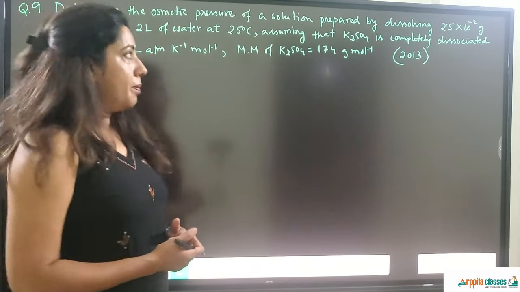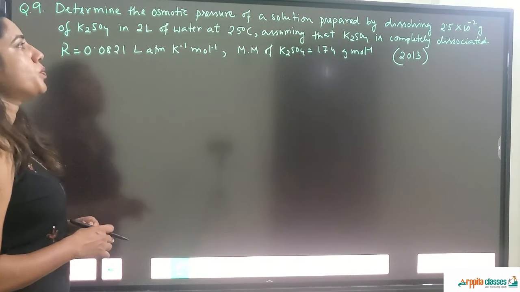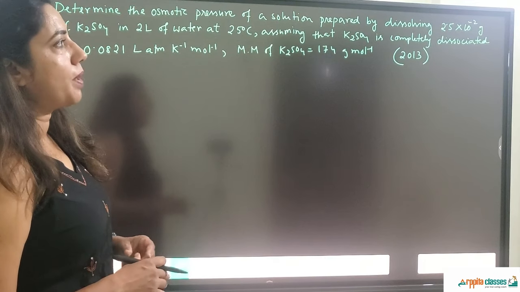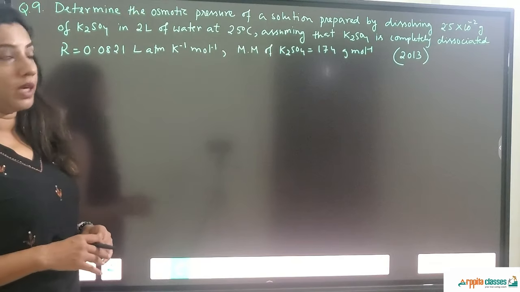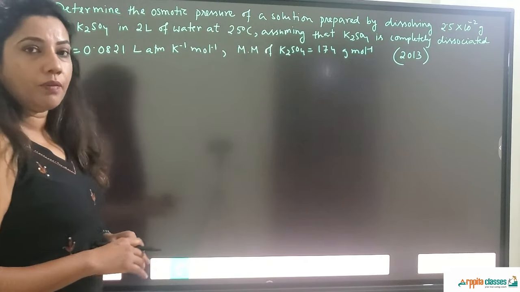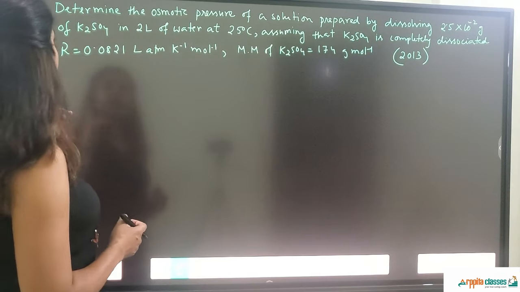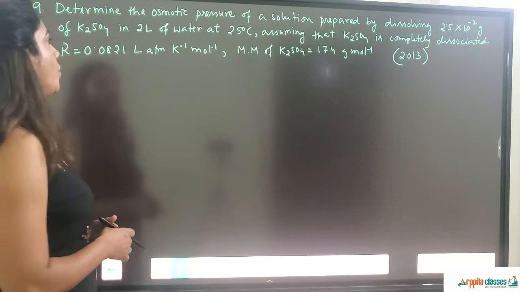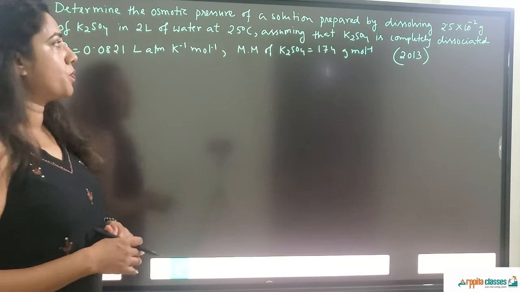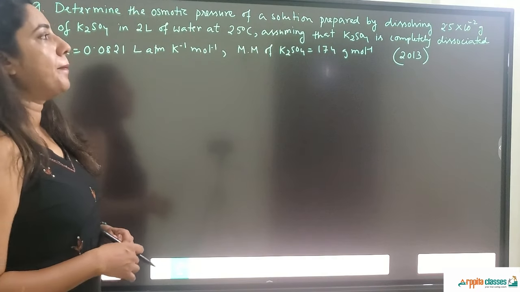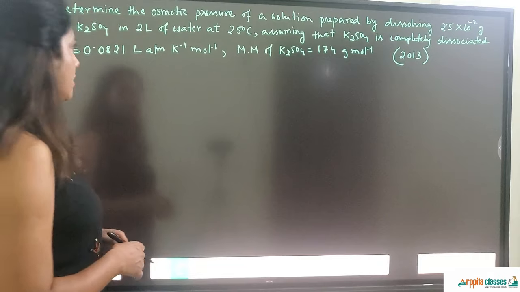We start with question number 9. It says that determine the osmotic pressure of a solution prepared by dissolving 2.5 into 10 raised to power minus 2 gram of K2SO4 in 2 liter of water at 25 degrees Celsius, assuming that K2SO4 is completely dissociated. R is equal to 0.082 liter atmosphere Kelvin inverse mole inverse. Molar mass of K2SO4 is 174 gram per mole. Question has come in 2013.